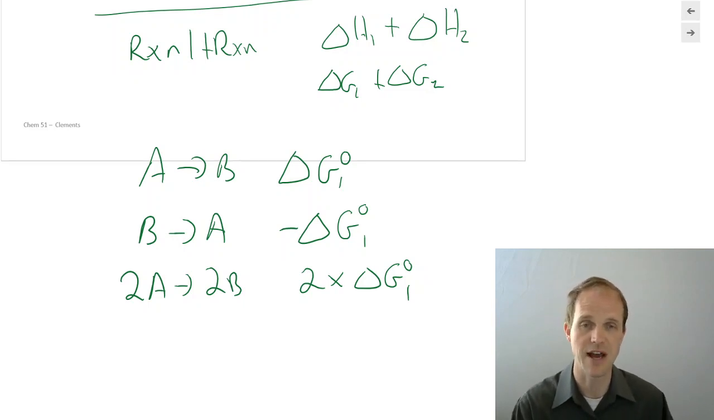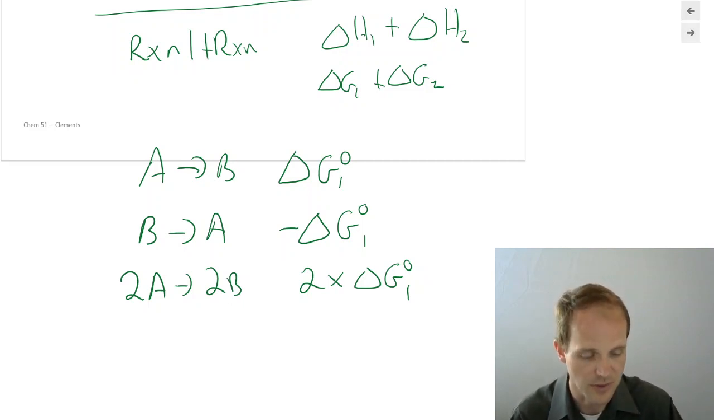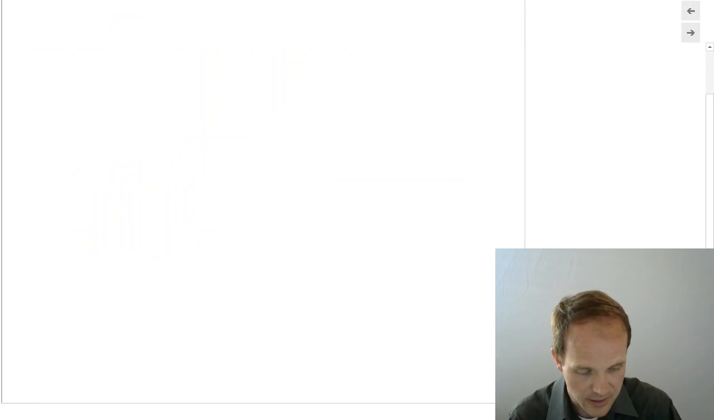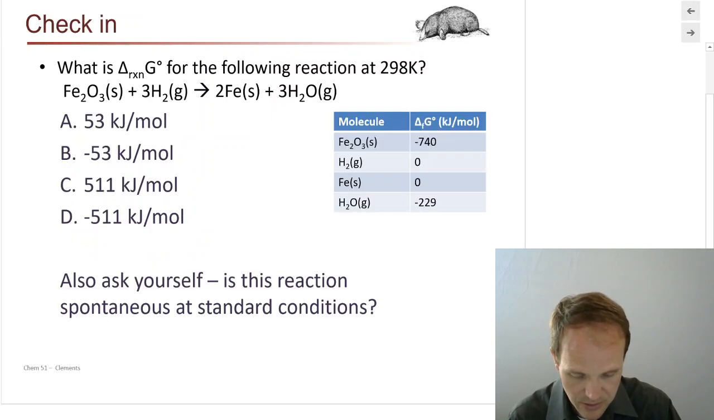We can use it to find unknown values of Gibbs free energy. We can use it to find the overall Gibbs free energy. So we're going to do a couple examples next where we do those. All right, I think I did 2 slides by accident.